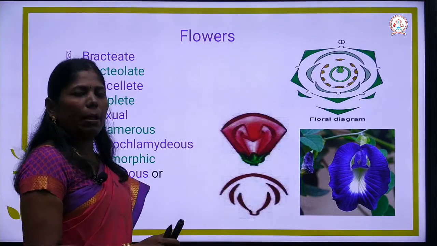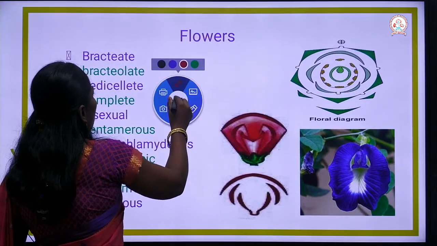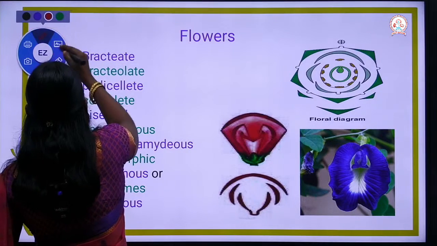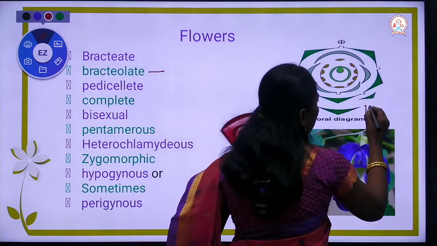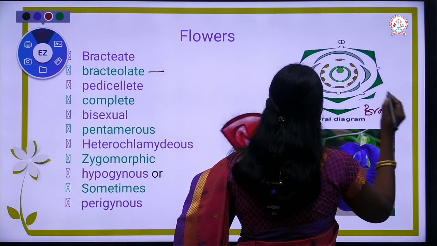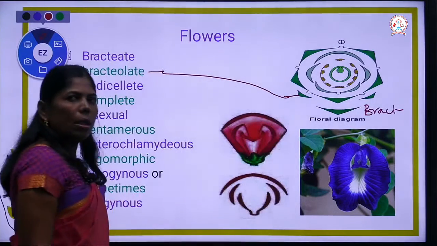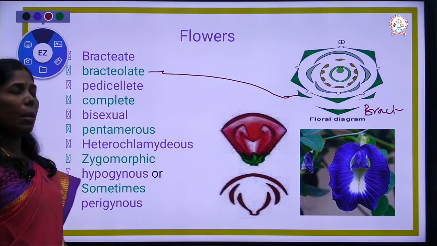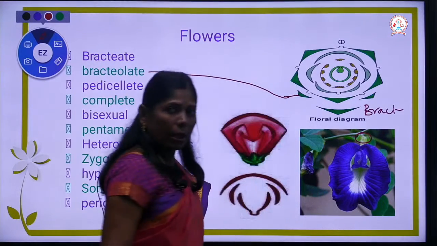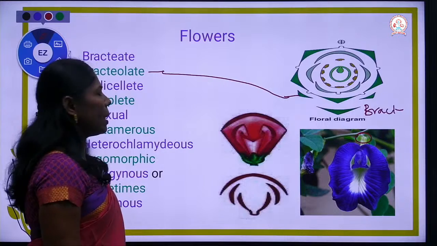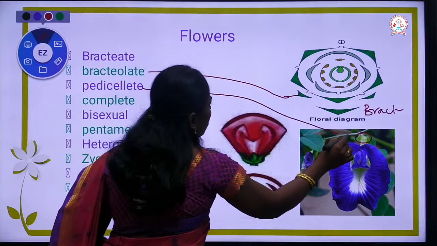Now bracteolate: that is the epicalyx. Epicalyx is otherwise called bracteolate. So this is your epicalyx. Actually this is a bract, and this is the bracteolate. That is the epicalyx. Another one is pedicellate. If it has a pedicel, what is a pedicel? The stalk of the flower is called the pedicel. If a pedicel is present, it is called pedicellate. Another one is your complete flower.